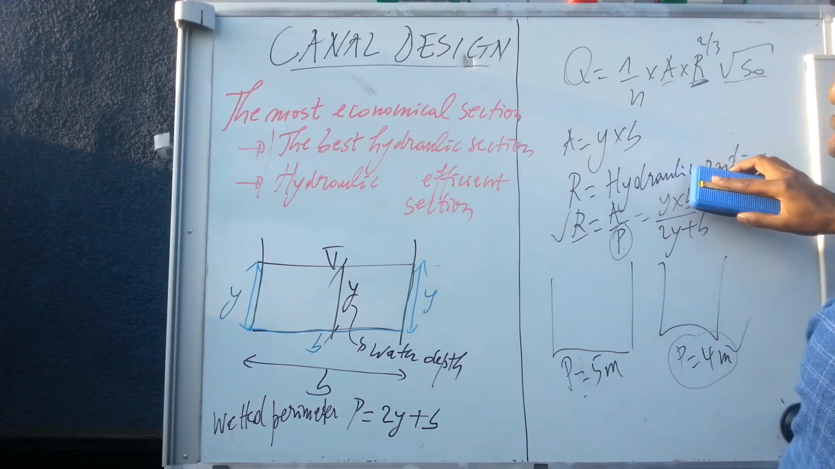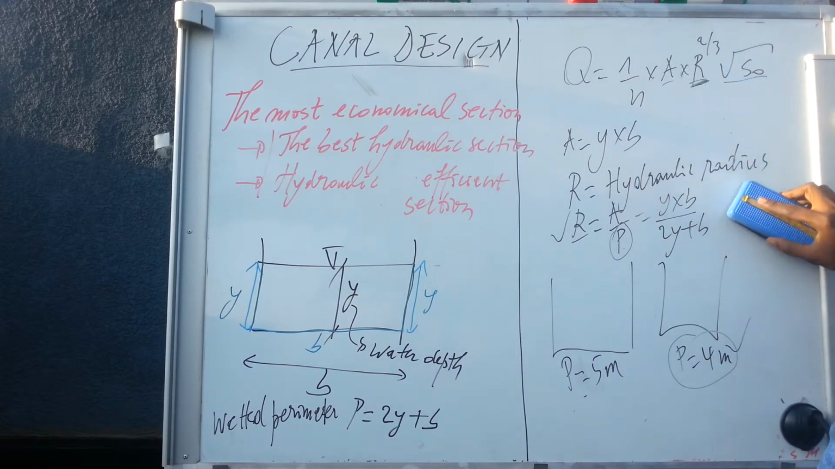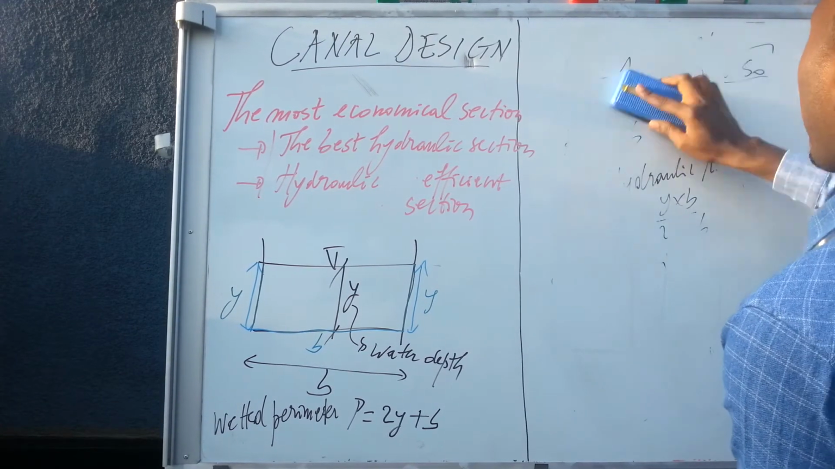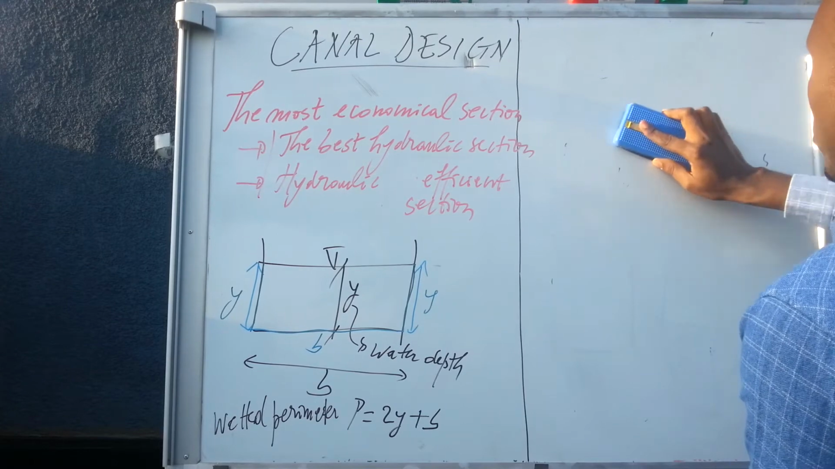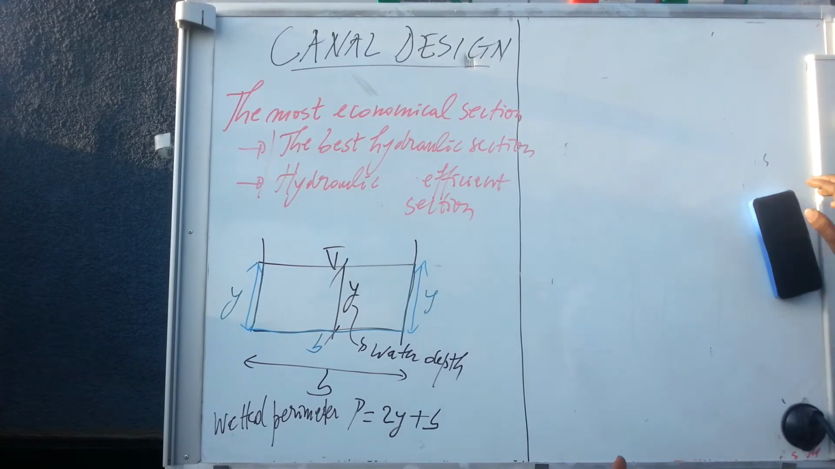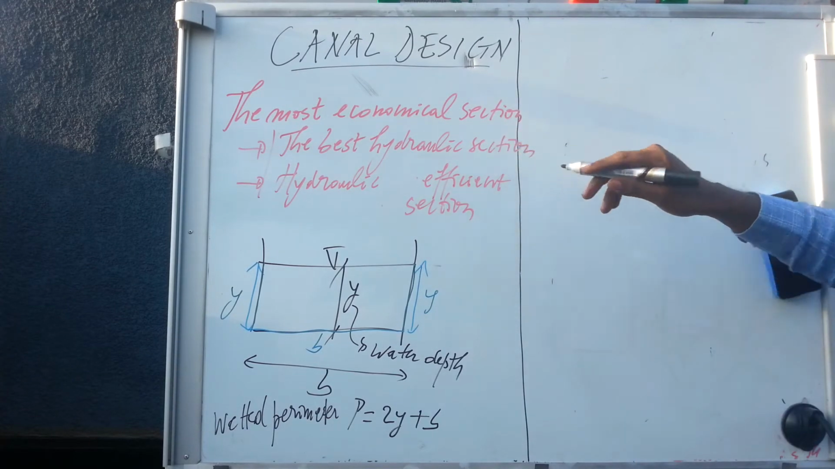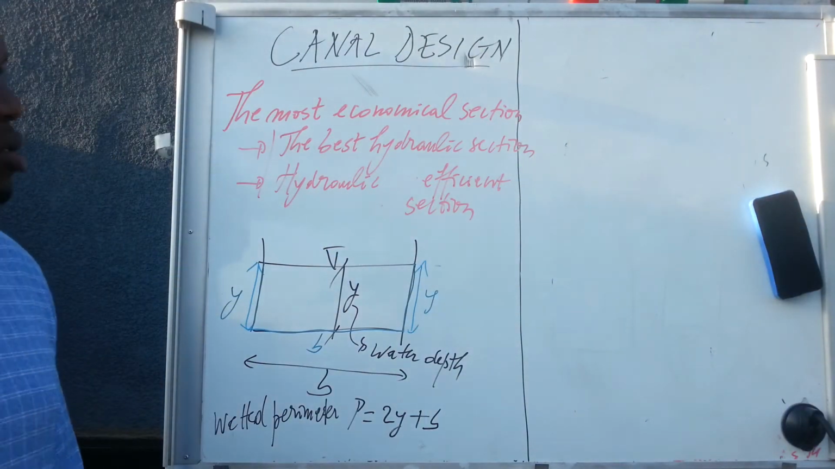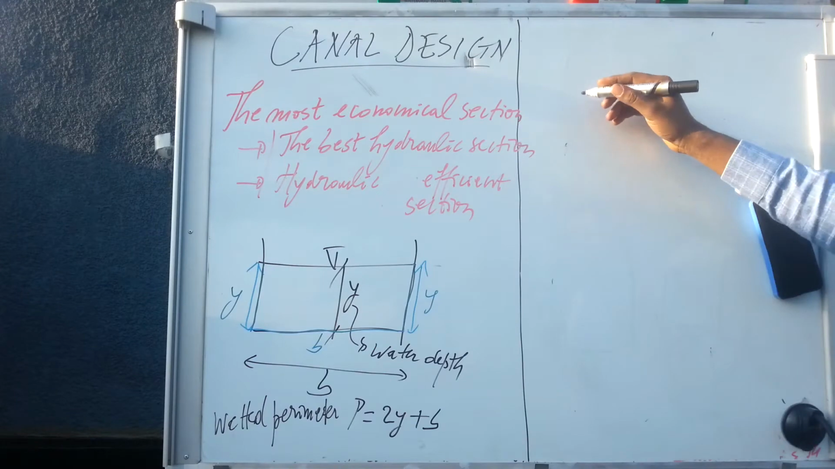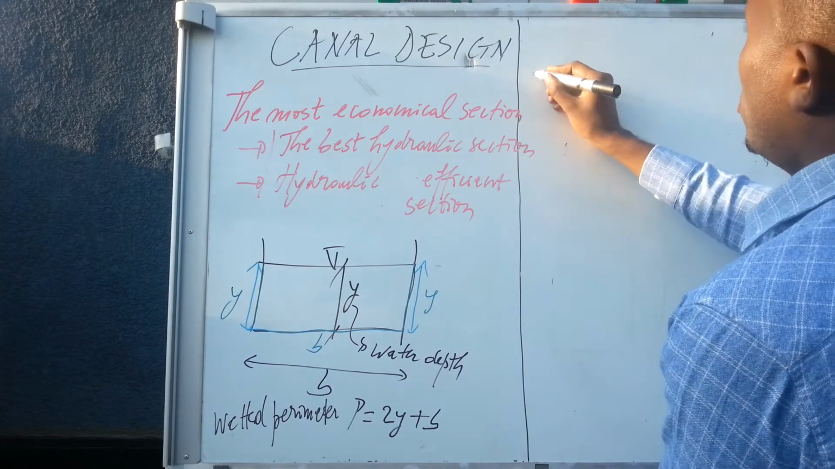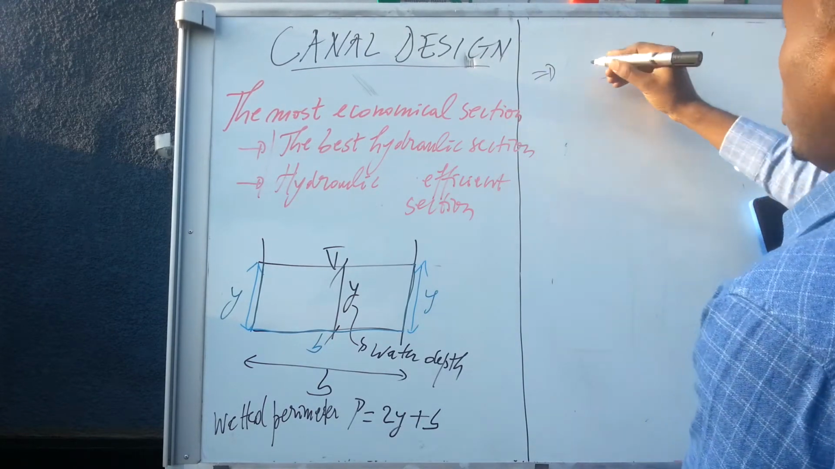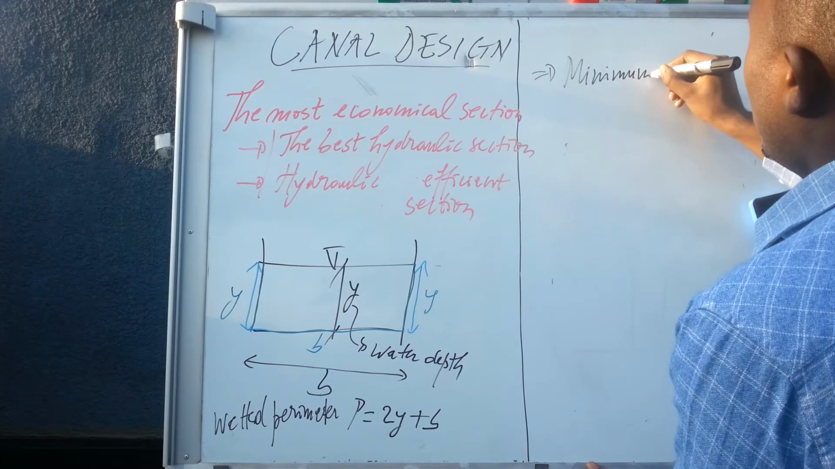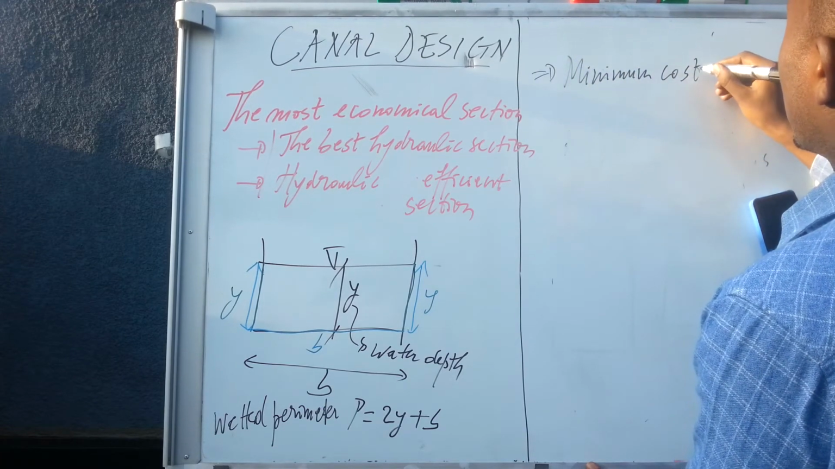So coming back to our definitions, we can say that in order to have the most economical channel, we should be having minimum construction cost.